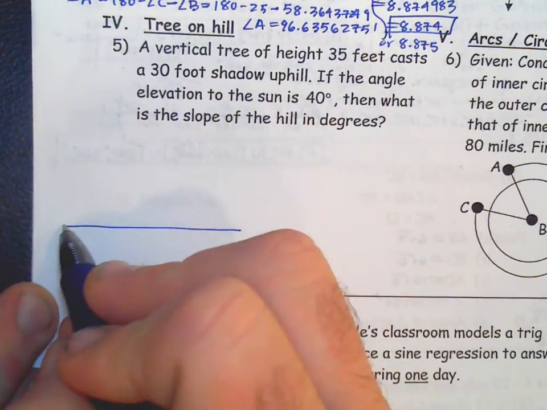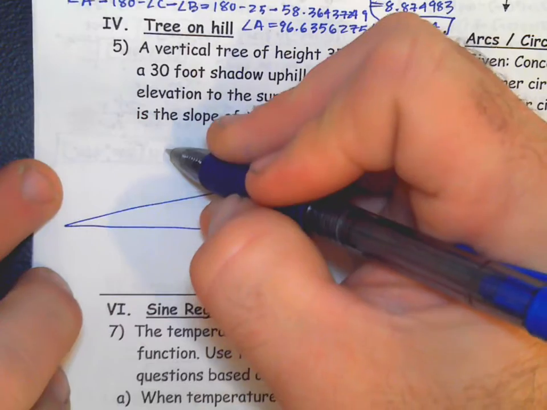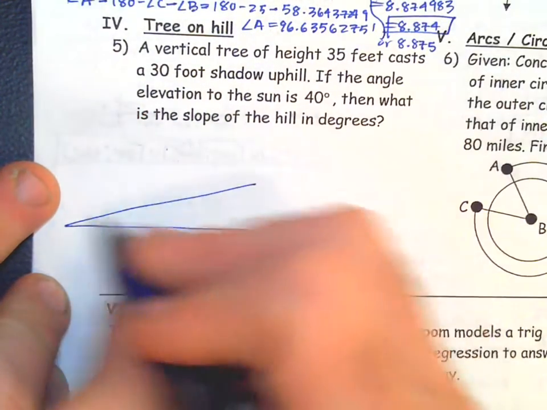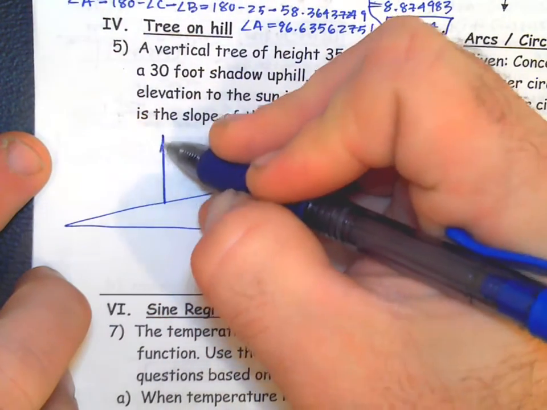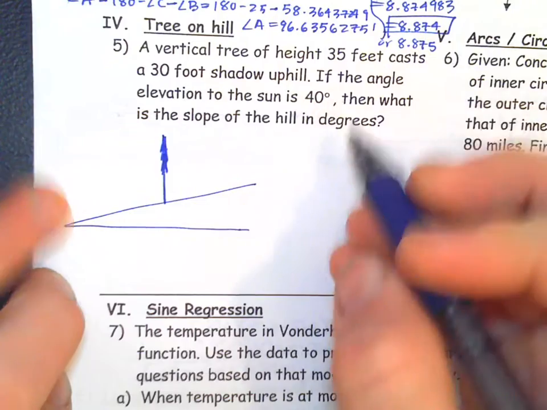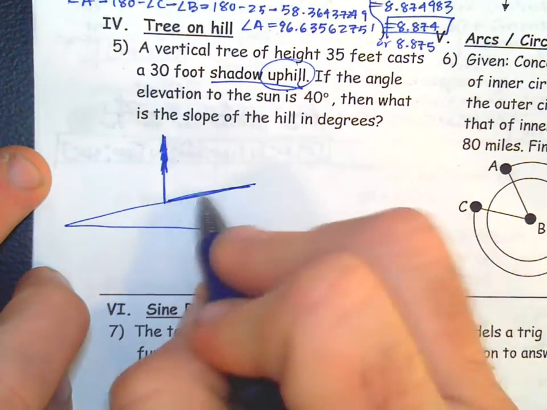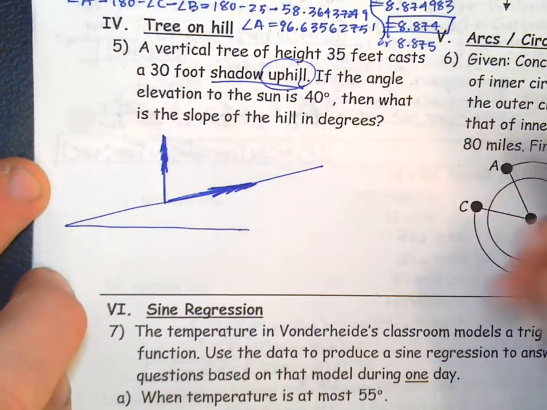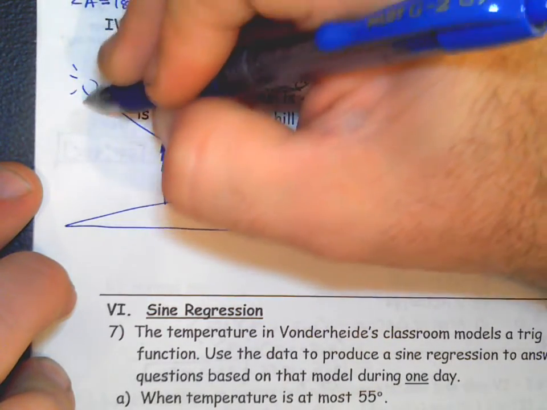So we have a slope, a hill. I just draw it going up. Vertical tree. I mean, before I even read the details of the problem, if I know it's this tree and hill with the shadow and stuff, I'm gonna just draw my hill. I'm gonna draw my tree. Okay, now it says shadow uphill. This is where some people made a mistake. It said up, they went down. It said down, they went up. Okay, and then you connect these to get the sun.